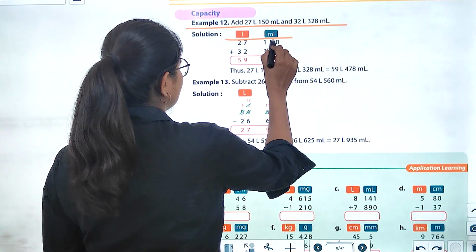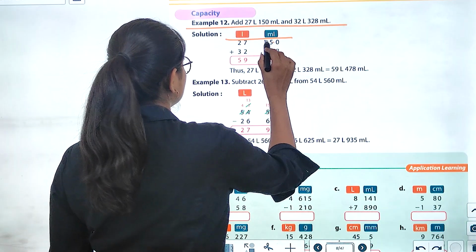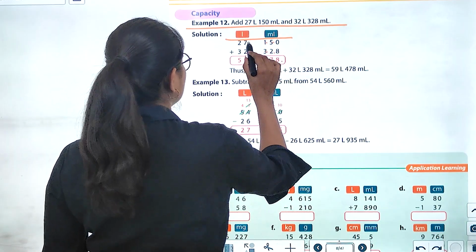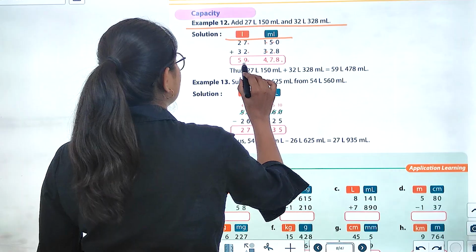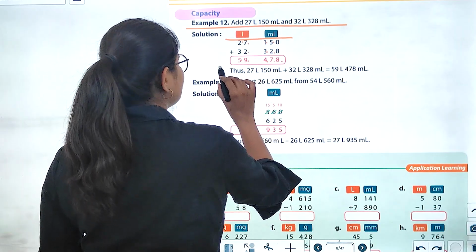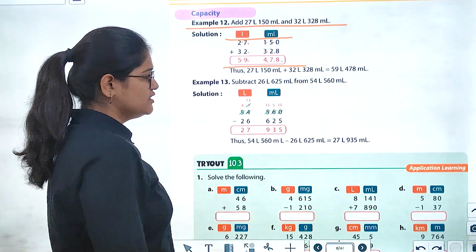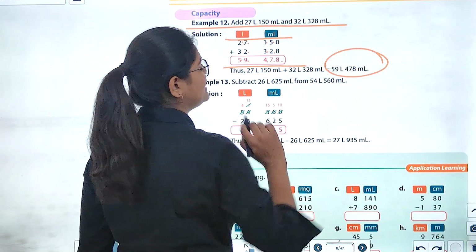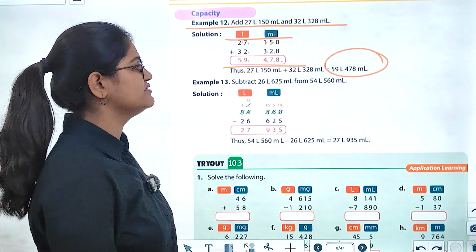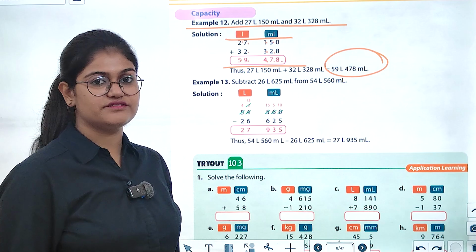Arranging them in their columns and then adding them. 0 plus 8 is 8. 5 plus 2 is 7. 1 plus 3 is 4. 7 plus 2 is 9. 2 plus 3 is 5. Right? So the answer becomes 59 liters, 478 milliliters. Clear?